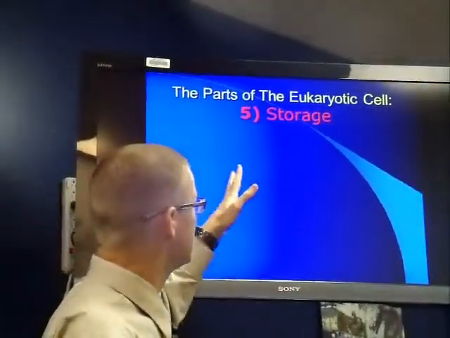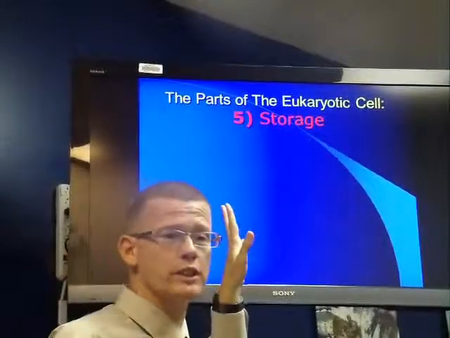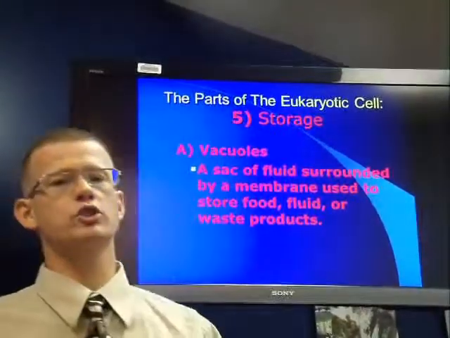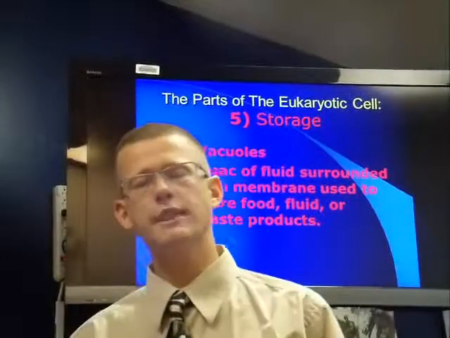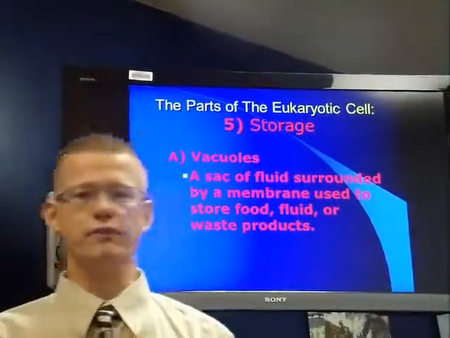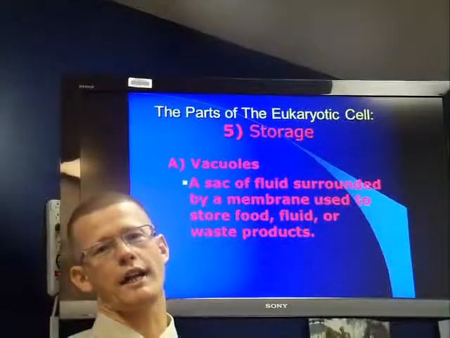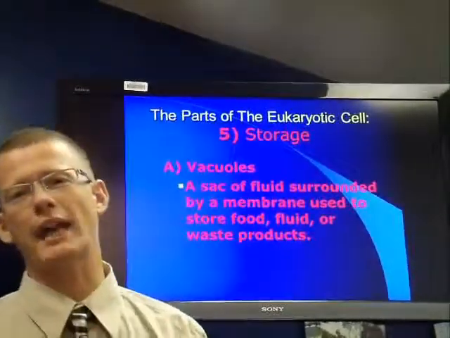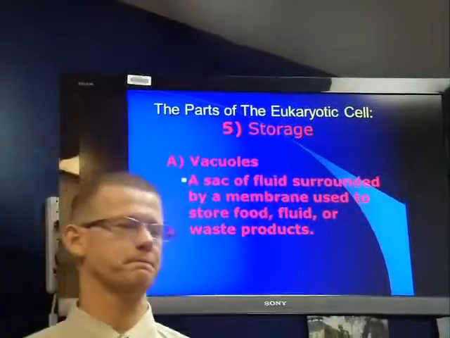Now, also in eukaryotic cells, we do have to have the capability to store things. The first storage unit we have is a vacuole. Basically, a vacuole is a sac that contains things like food, fluids, or waste products. Think of it kind of like a Ziploc bag, if you want, within the cell.